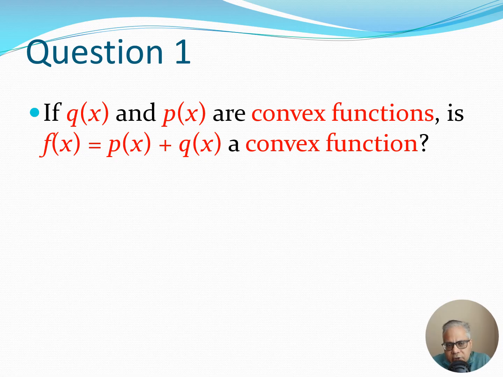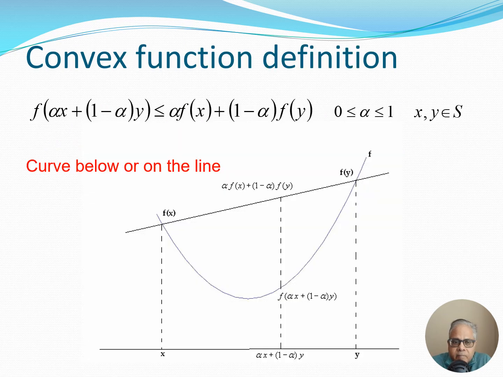That's the full course. So the question one is, if q(x) and p(x) are convex functions, is f(x) equals p(x) plus q(x) also a convex function? So essentially in many situations you can have a composite function composed of two functions, and in those cases this kind of theorem is going to come in very handy.